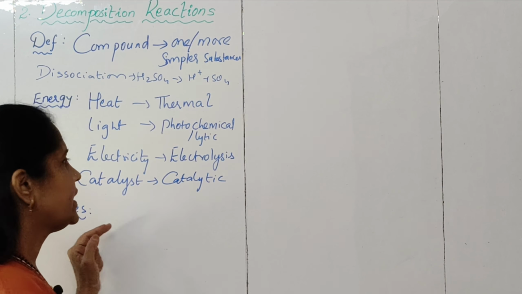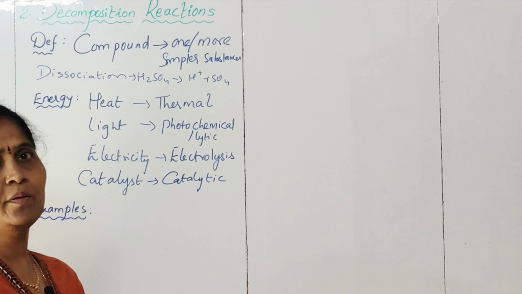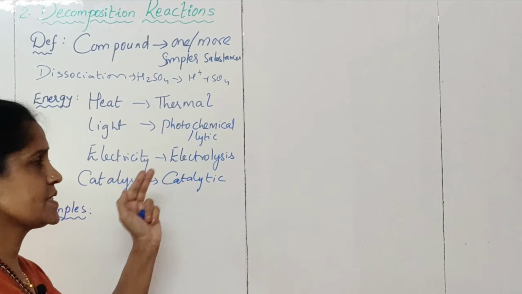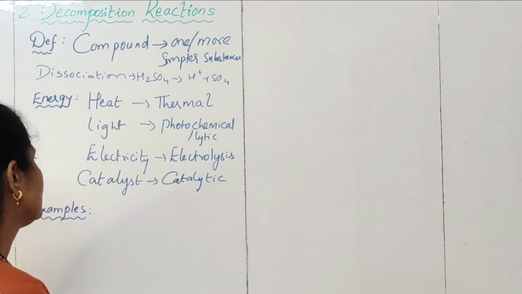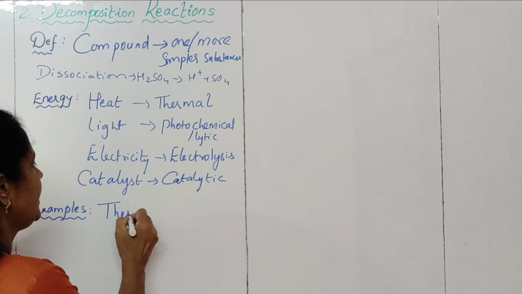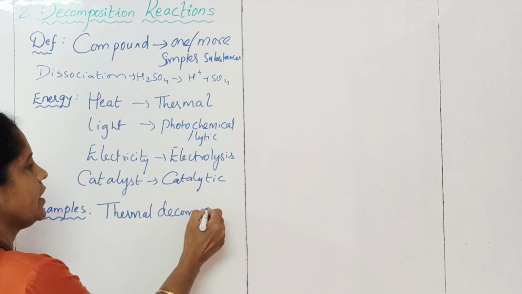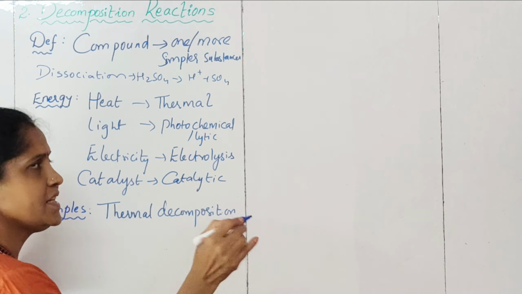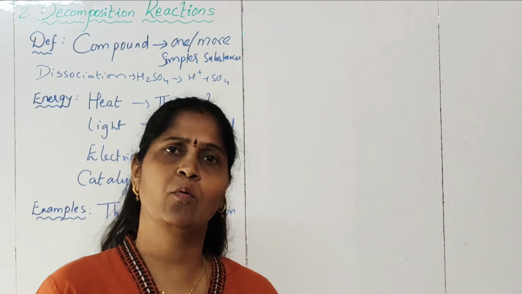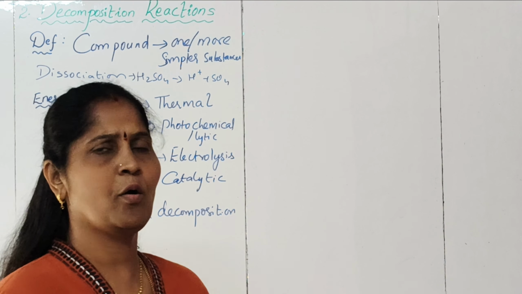Then let us move on and see some quick examples of all these types we have discussed. Let us first take up thermal decomposition. What is thermal decomposition? The decomposition reaction in which heat is the source of energy for the breaking down process is called thermal decomposition.